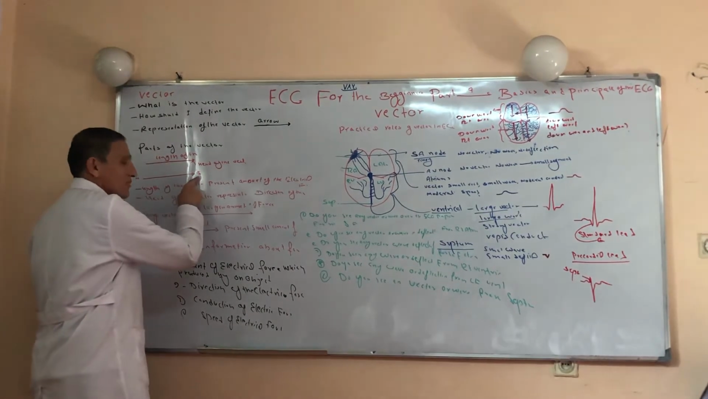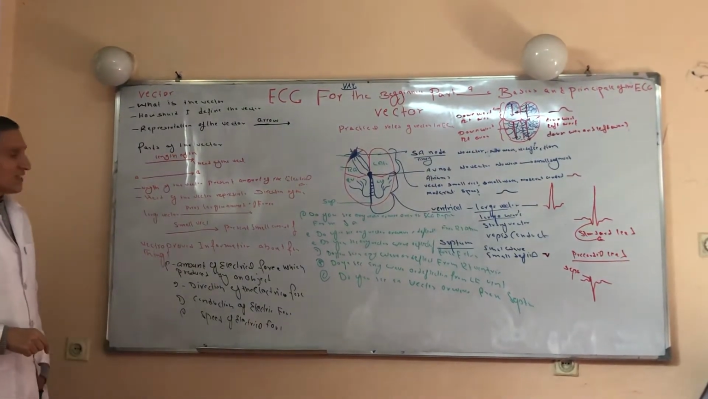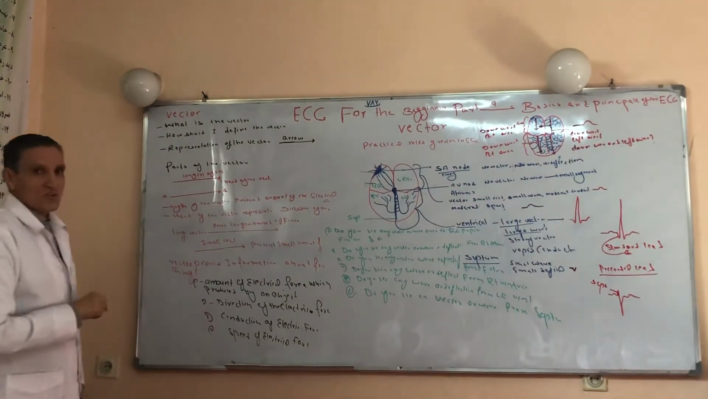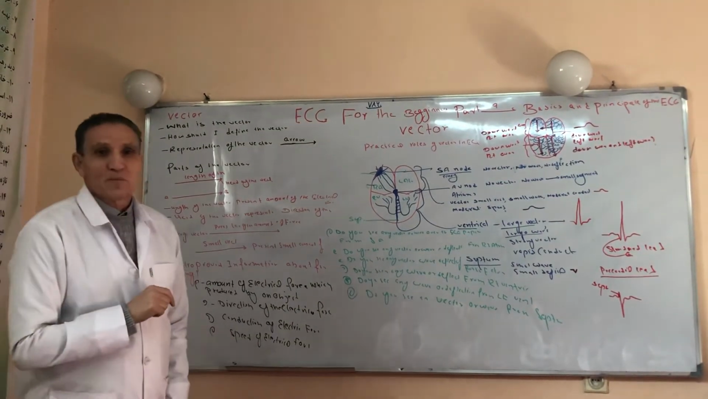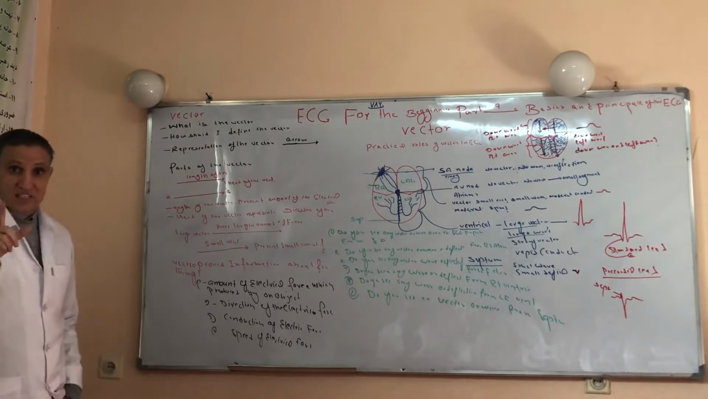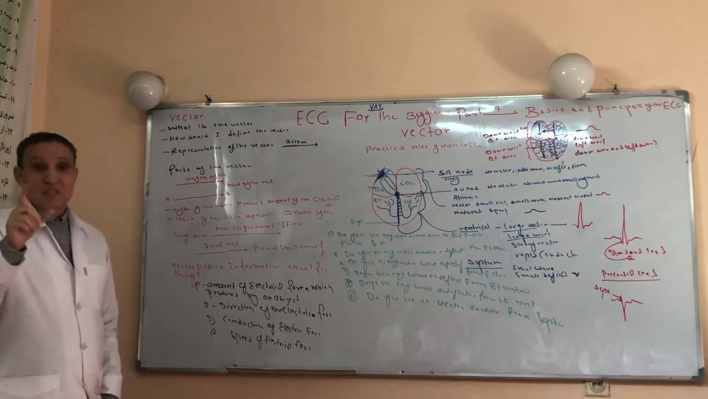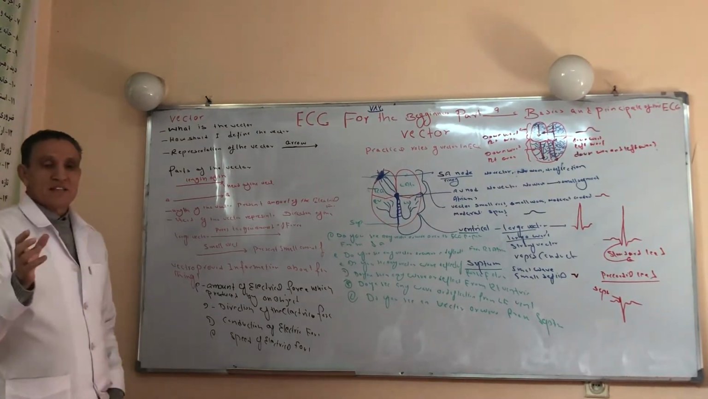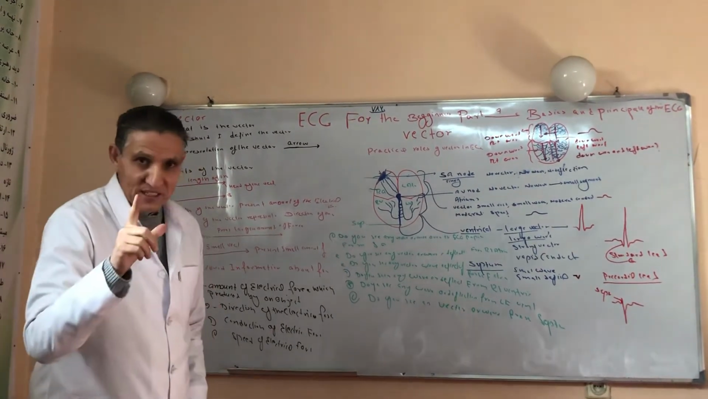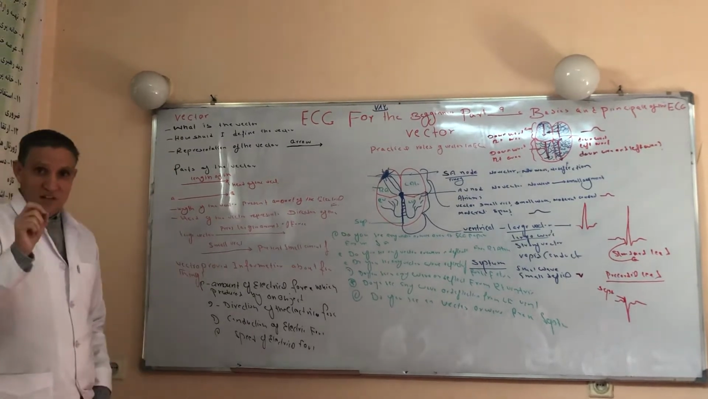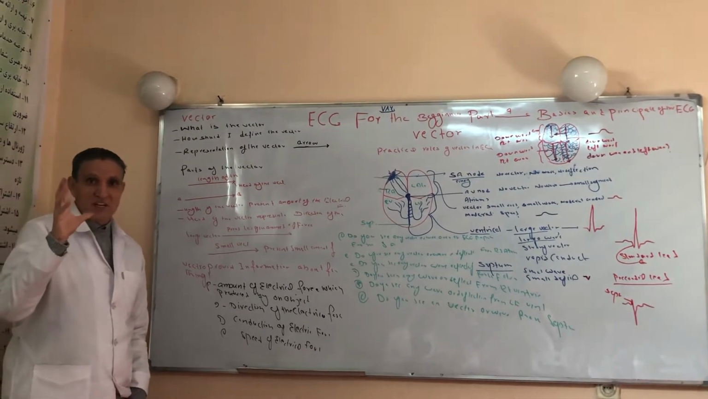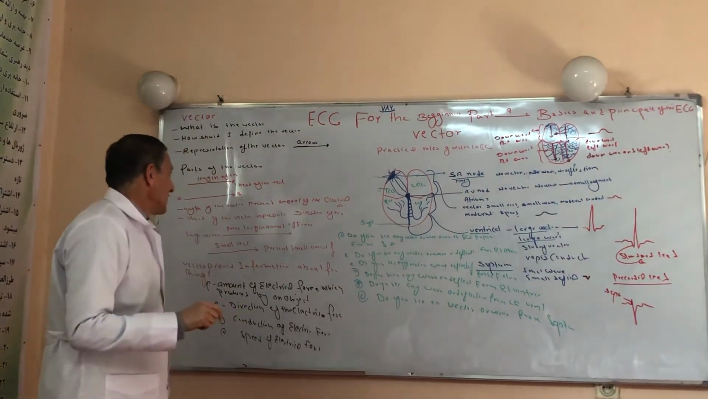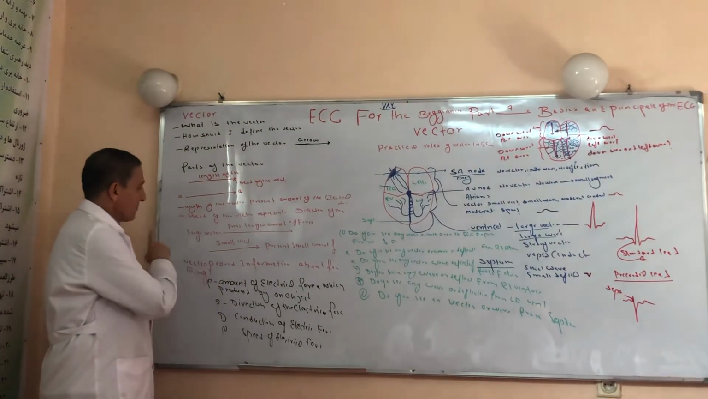Height of the vector represents the direction of the electrical force. These two things are very important in the ECG. In addition, the vector also provides information about the conduction of the electrical force and also the speed of the electrical force. A longer vector means a large amount of electrical force, and a small vector produces a small amount of the electrical force.